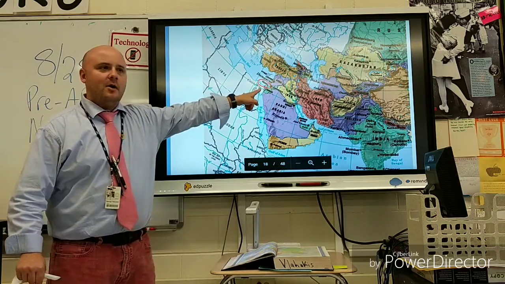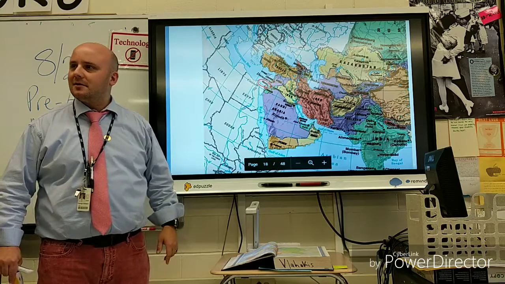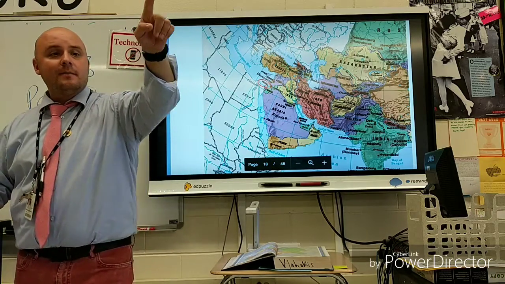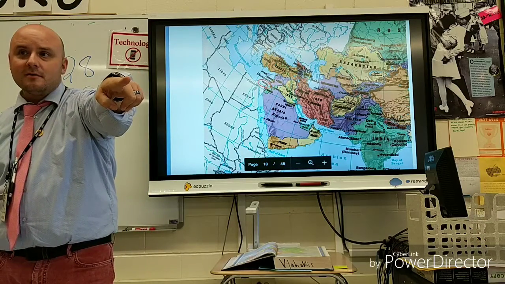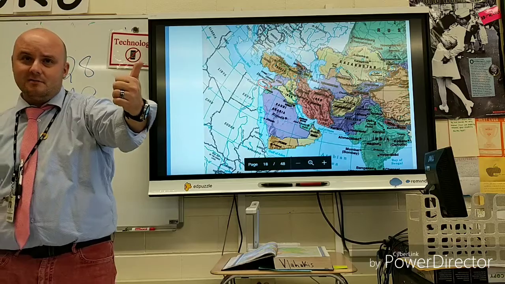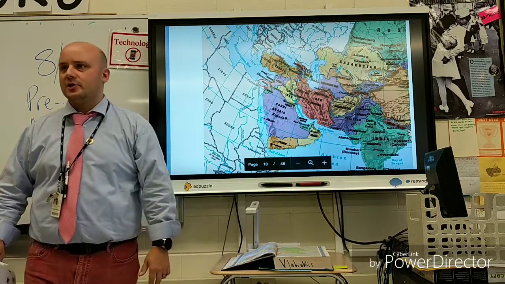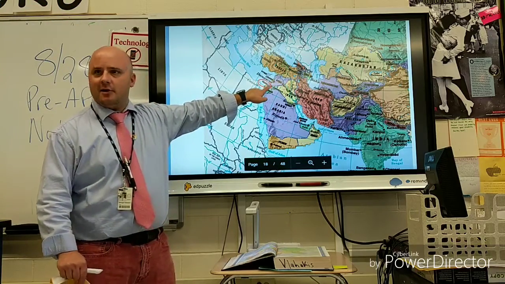This map maker in your book calls it Israel. There's no mention of Palestine on there. So I'm going to guess that the geographer who worked on this book is probably either a Christian or a Jew. That's what I would say. You can tell that by what they named that country.